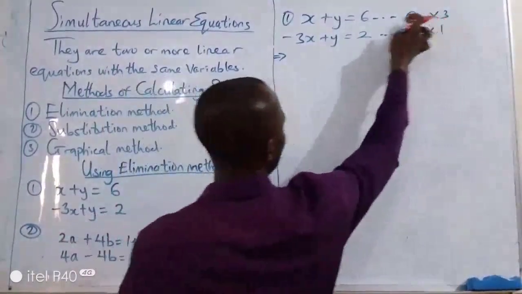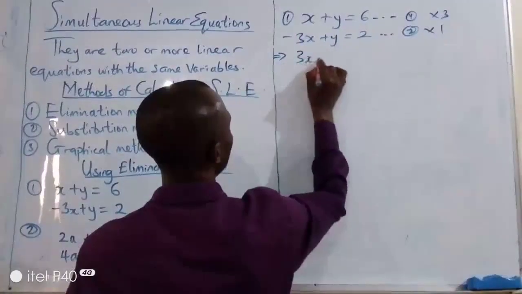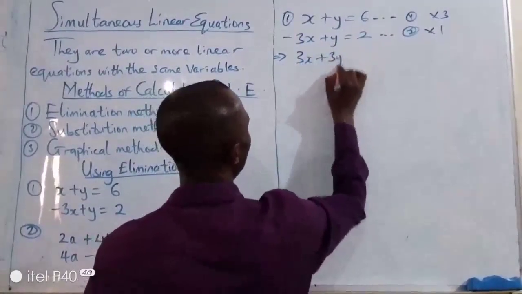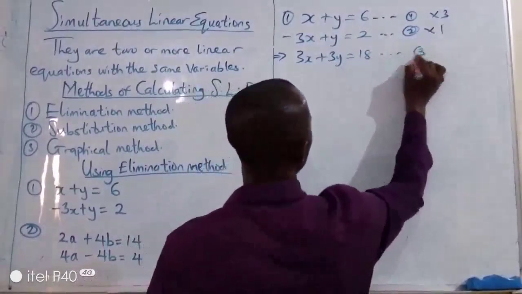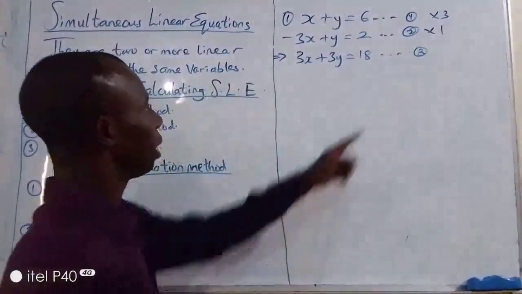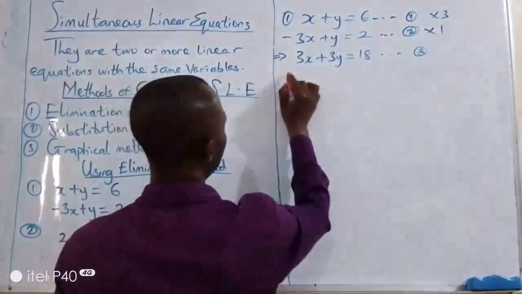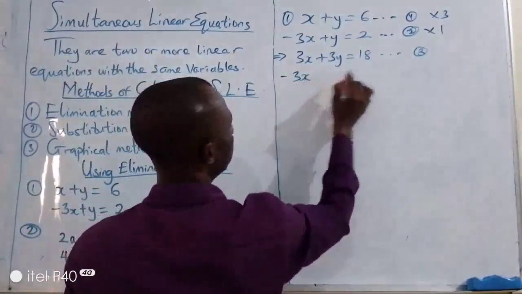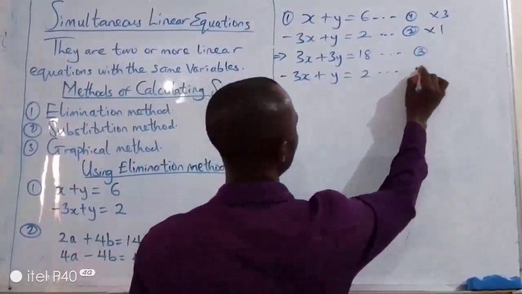The first: 3 multiplied by equation 1, 3 times x is 3x, plus 3 times y is 3y, equals 3 times 6, which is 18. I will call this one equation 3. That's my new equation. Then I multiply equation 2 by 1 as well. 1 times minus 3x is minus 3x, while 1 times y is y, and 1 times 2 is 2. I will call this one equation 4.